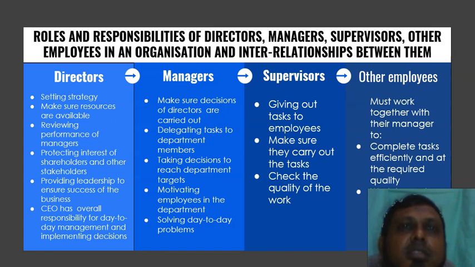One of the main responsibilities of directors is setting strategy. That is about the long-term planning of the business. Directors also make sure resources are available in the business. And the third responsibility, reviewing performance of managers, protecting interest of shareholders and other stakeholders, providing leadership to ensure success of the business, and the CEO, the Chief Executive Officer, has overall responsibility for day-to-day management and implementing decisions. The reason I have put the CEO under the directors is because usually CEOs are also members of the board of directors. Some companies may have managing directors instead.